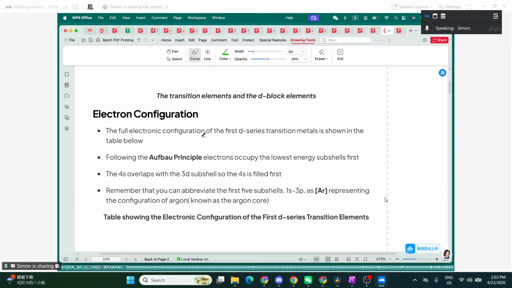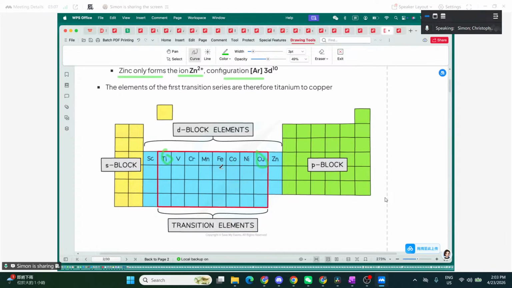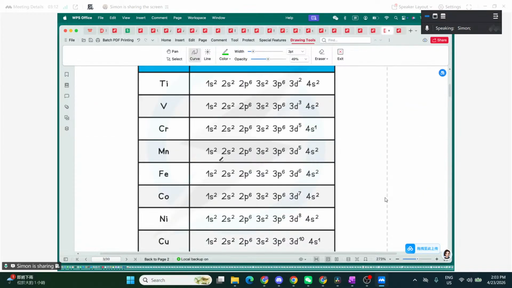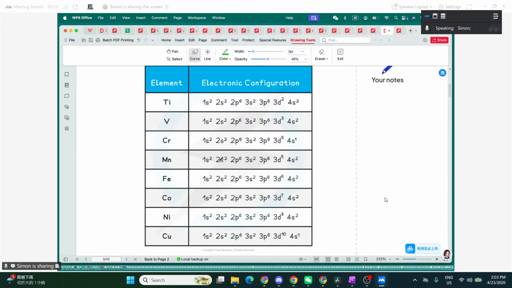And for the electron configuration, we know the full electronic configuration of the first d series of the transition metals, it's like this part, right? From this one to this one, right? For this type of metals, we call them transition metals. So this row and this column are the basic elements of the transition metal.